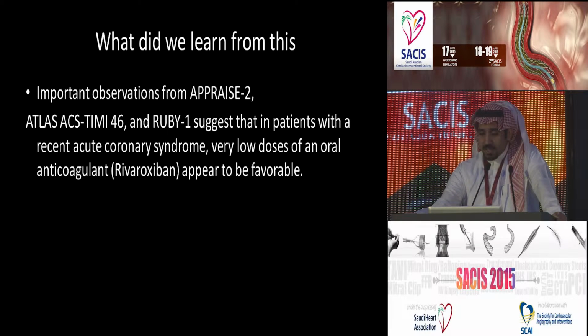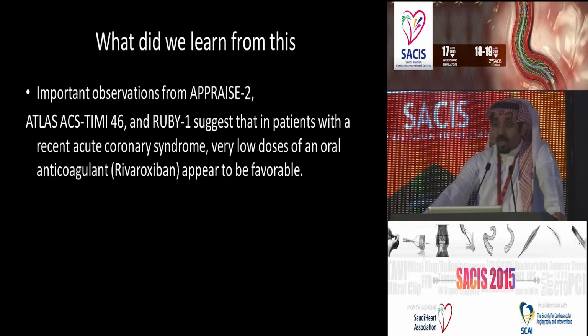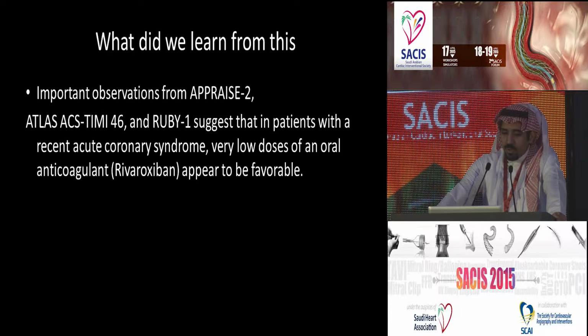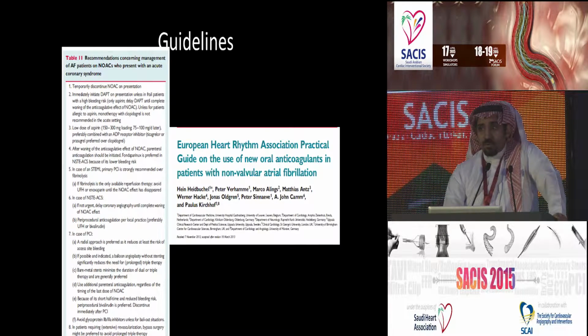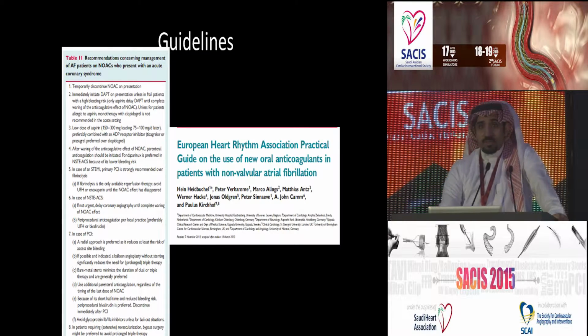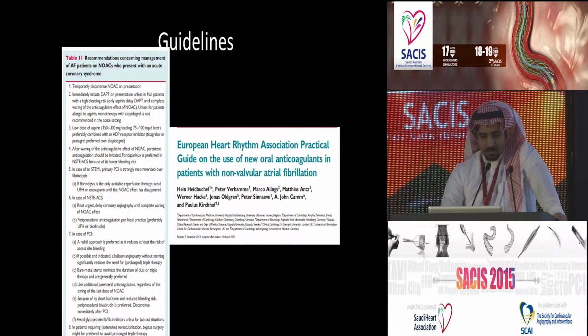Important observations in APPRAISE-2, ATLAS ACS 2-TIMI 51, and RUBY suggest that in patients with a recent acute coronary syndrome, a very low dose of an oral anticoagulant, particularly rivaroxaban, as I just showed you in the ATLAS trial, appears to be favorable. However, this did not change the guidelines so far because it's 1 out of 3 trials. So what about the guidelines?